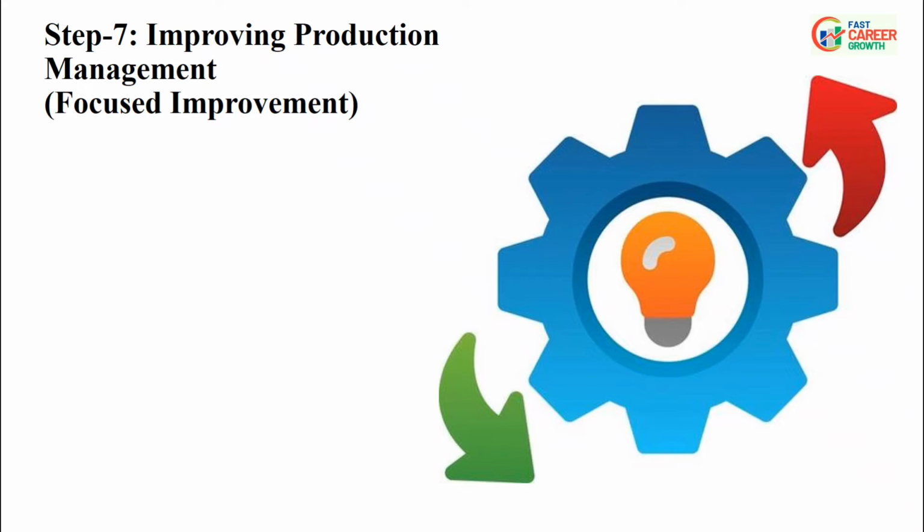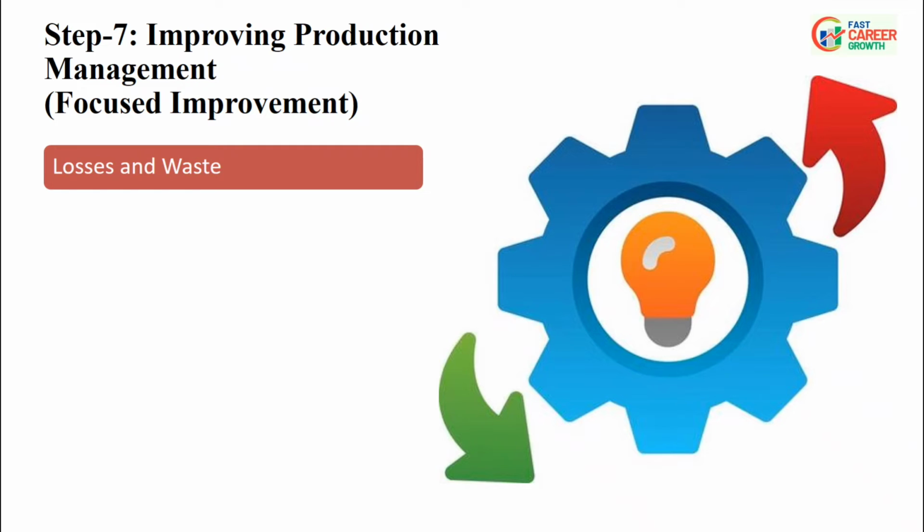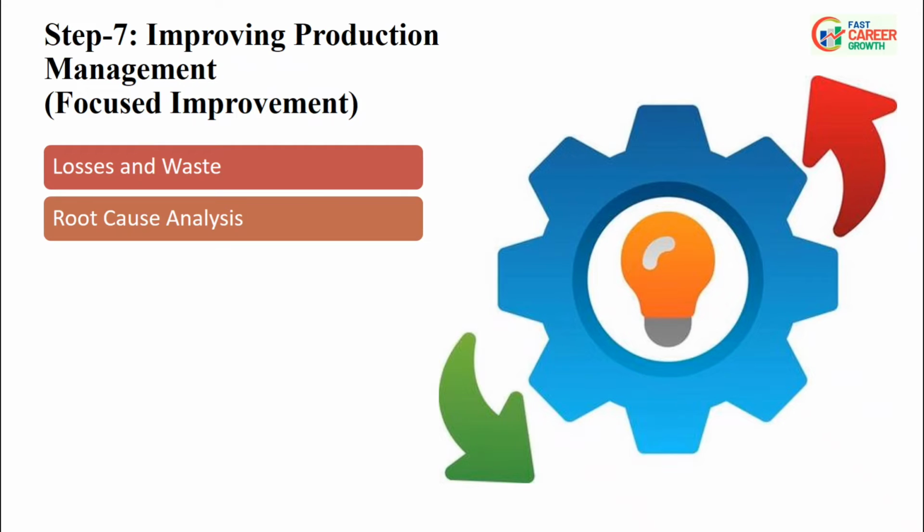In essence, it's about making our operations more efficient and productive. Losses and waste. Explain the various forms of losses and waste that focused improvement targets, such as downtime, defects, setup times, and material wastage. Root cause analysis. Discuss the importance of conducting root cause analysis to identify the underlying reasons for losses and inefficiencies. Explain that addressing root causes leads to sustainable improvements.